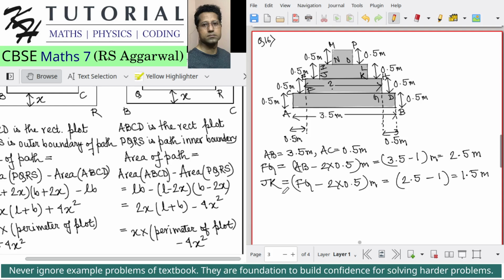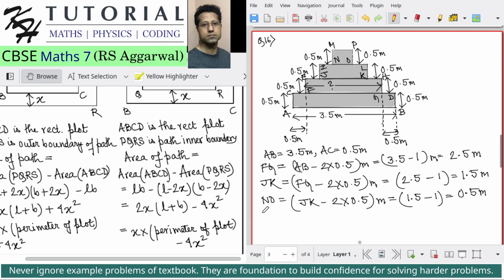And finally, what is NO? NO will be JK minus 2 multiplied by 0.5 meter. This is equal to 1.5 minus 1. This is equal to 0.5 meter.